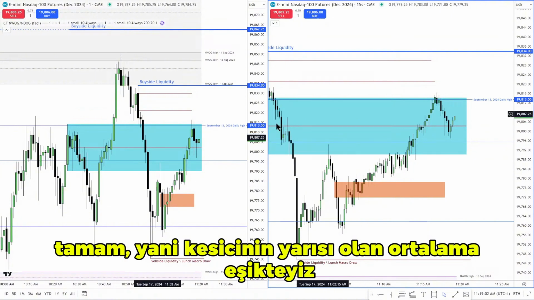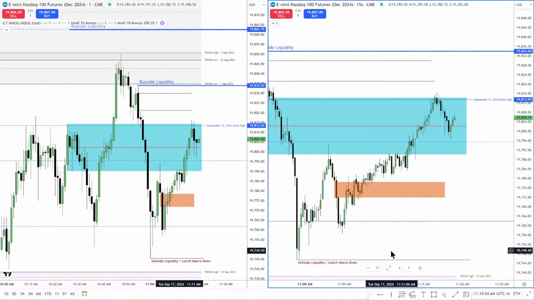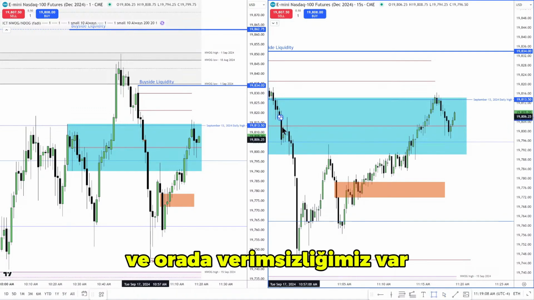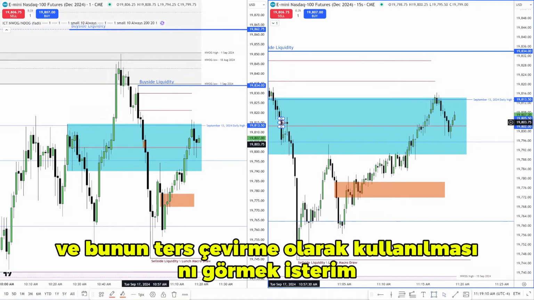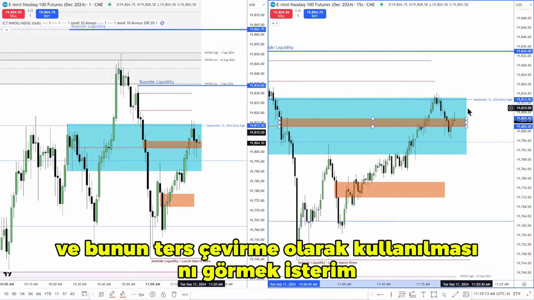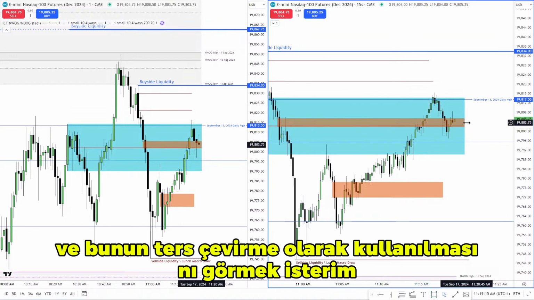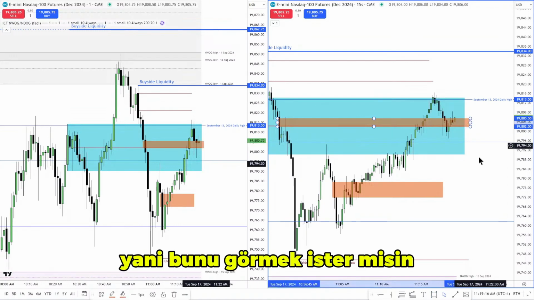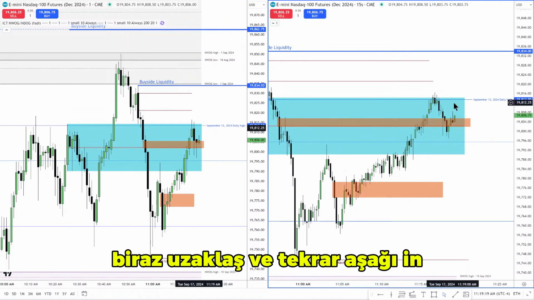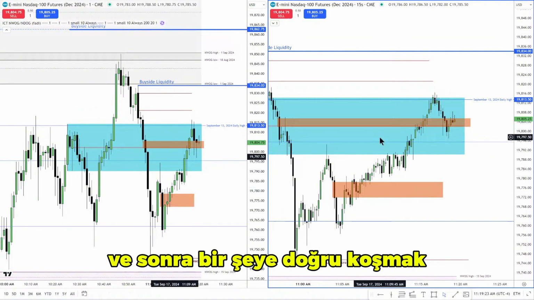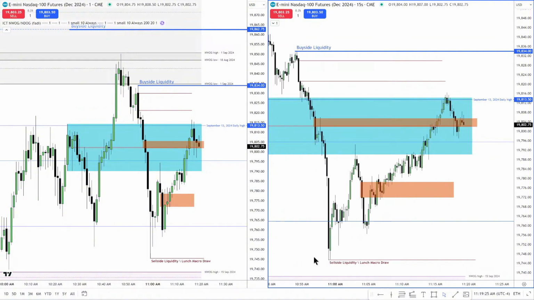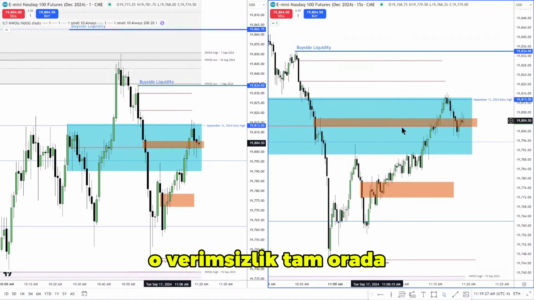All right, so we're at mean threshold, half of the breaker. And we have the inefficiency right there. I'd like to see that be used as inversion. So you want to see it go away from it a little bit and come back down into it, and then run up into that inefficiency right there.